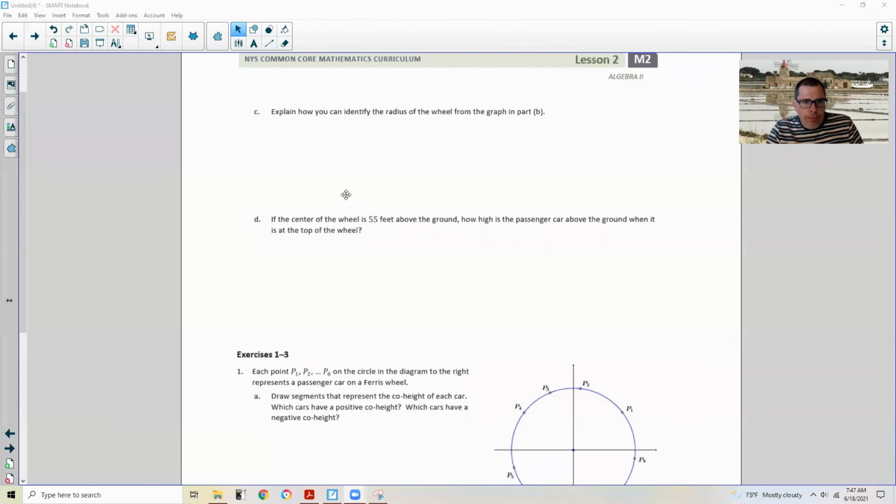Okay, page 2. Part C says to explain how you can identify the radius of the wheel from the graph in part B. Okay.